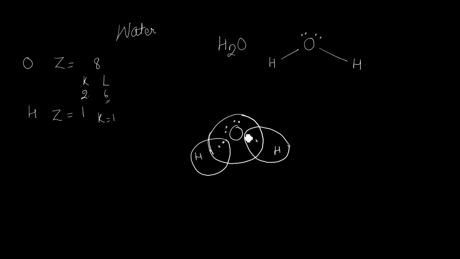So this is the bond between the oxygen and hydrogen, oxygen and hydrogen. So this is the Lewis dot structure for the water molecule.